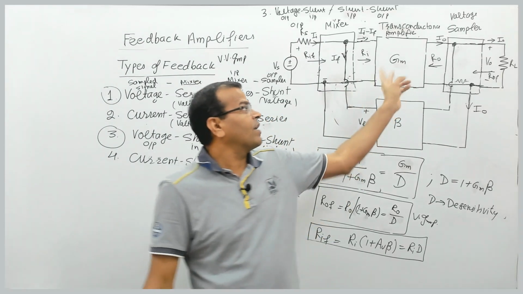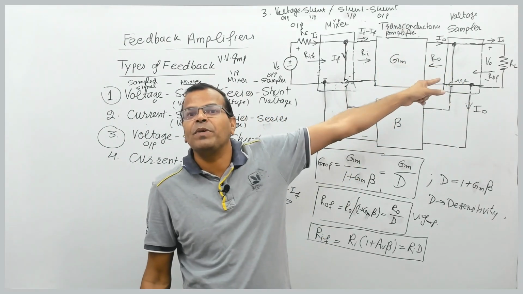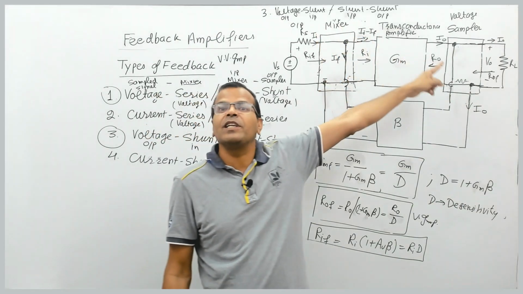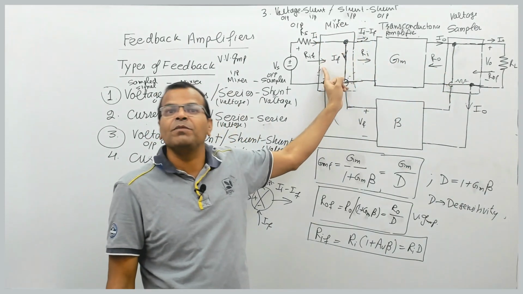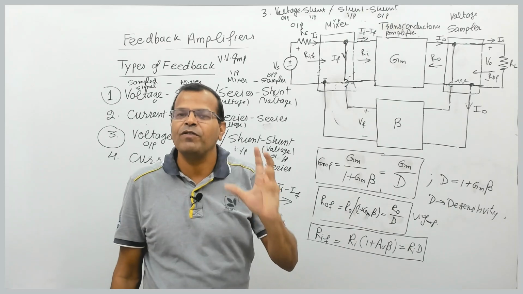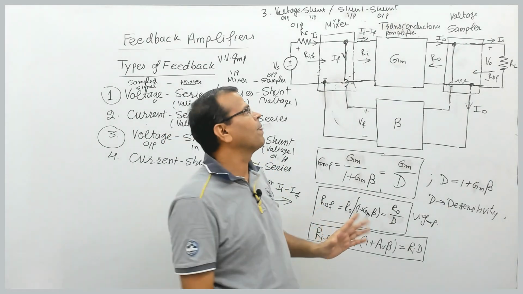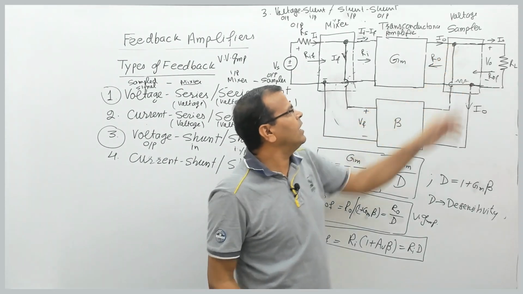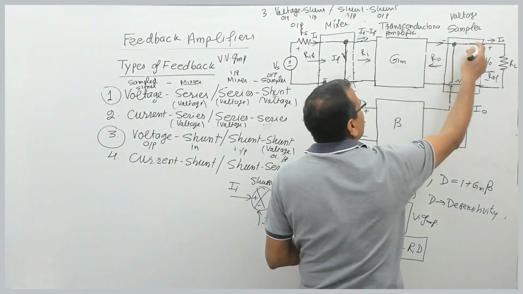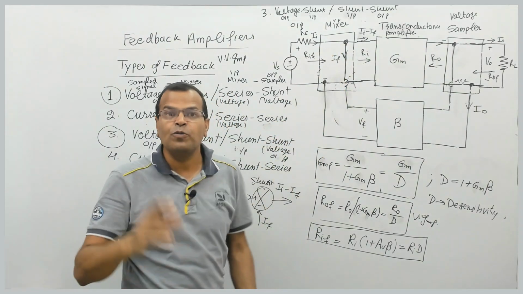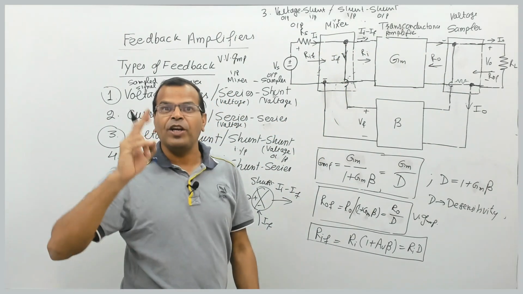So both are reverse. On output side, shunt means voltage. Input side, shunt means current. Output side, series means current. Input side, series means voltage. I hope you will remember the concept. I have repeated it a number of times. Concept must be clear. Now, the output signal is what? Voltage here now. If output signal is voltage, input signal is what? Current. Output signal is voltage, input signal is current.